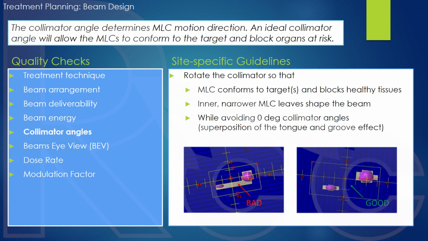Okay, what else do we need to consider? We need to be looking at collimator angles in order to minimize the MLC motion. And an ideal collimator angle will allow the MLCs to conform to the target and to block the organs at risk. So what can be done?